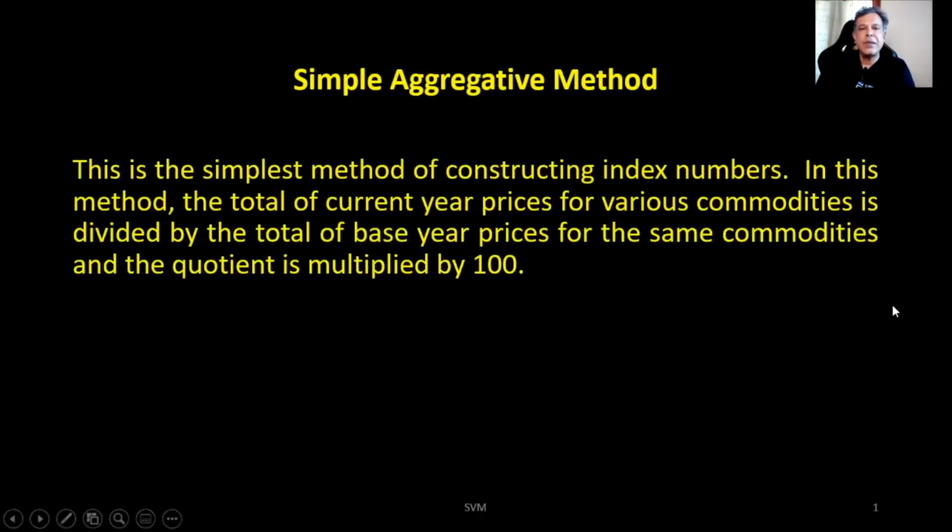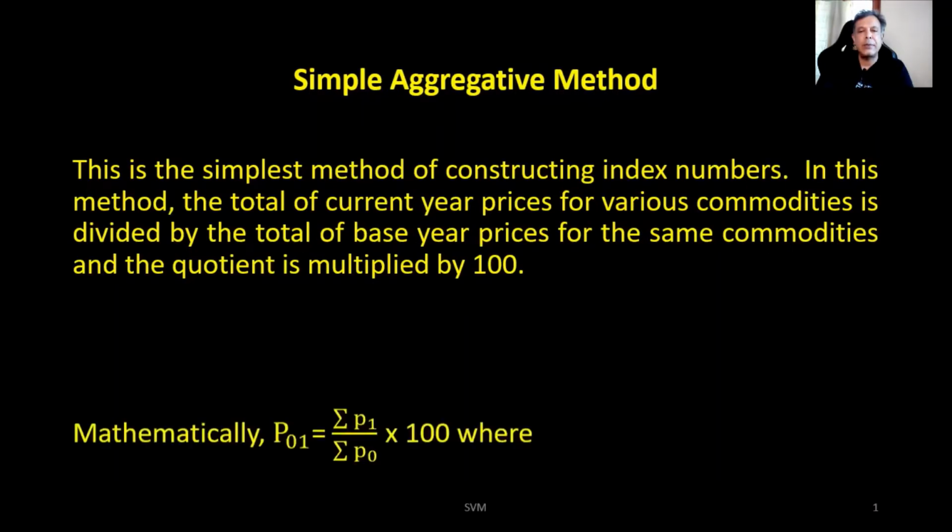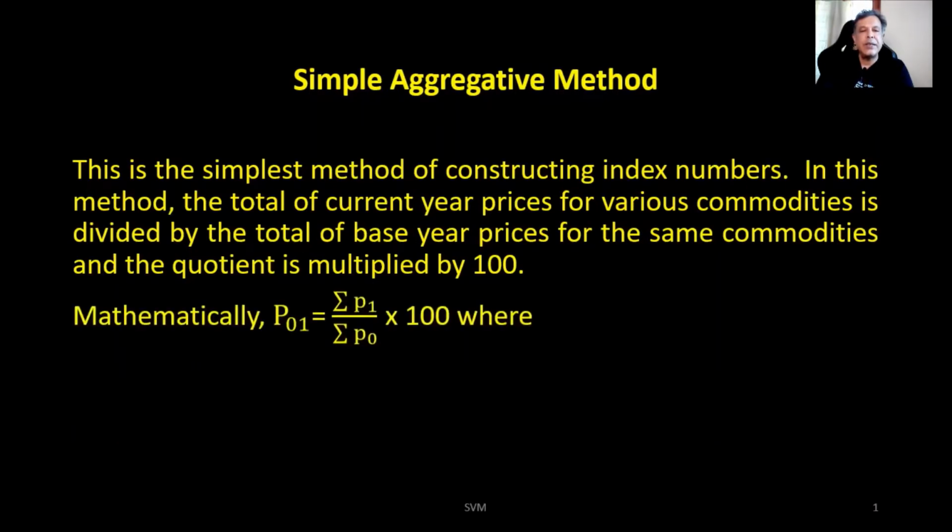It is the simplest method of constructing index numbers. In this method, the total current year prices for various commodities is divided by the total base year prices for the same commodities, and the result is multiplied by 100. Mathematically, it is denoted by capital P suffix 01, where 0 indicates the base year and 1 indicates the current year, equal to summation of small p suffix 1, the whole thing divided by summation of small p suffix 0.